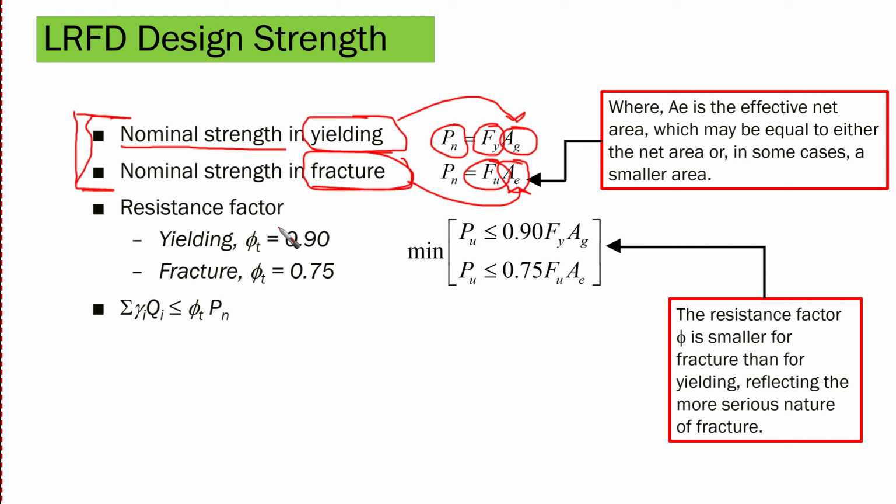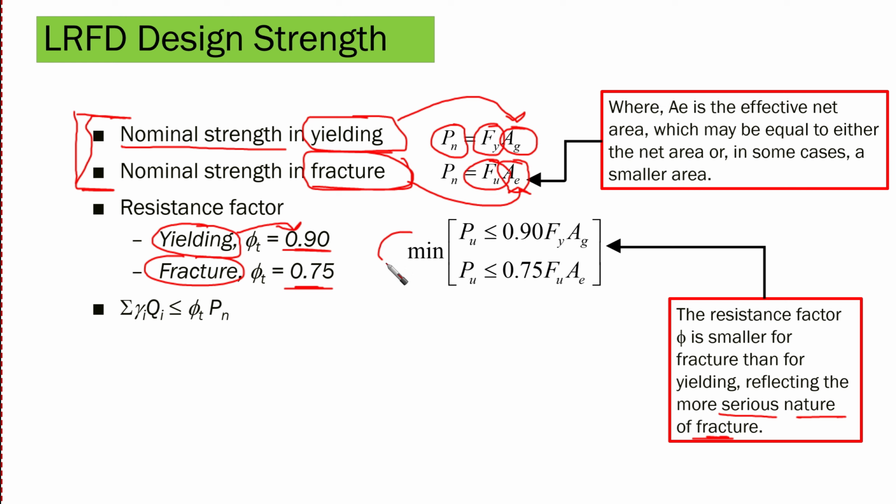For the resistance factor, whenever we use yielding, phi is going to be 0.9. This means that we are reducing only 10% from the nominal yielding of this material. However, for fracture, phi is going to be 0.75. Why 0.9 and 0.75? The resistance factor phi is smaller for fracture than for yielding, reflecting the more serious nature of fracture.